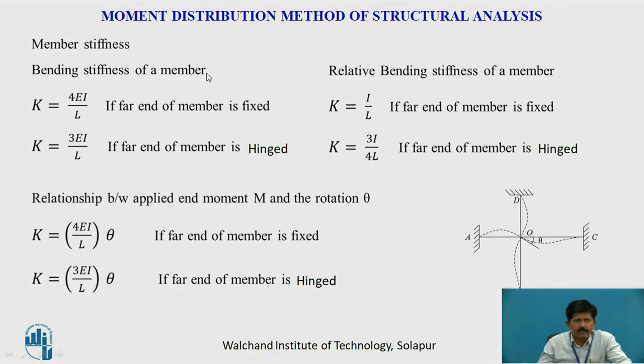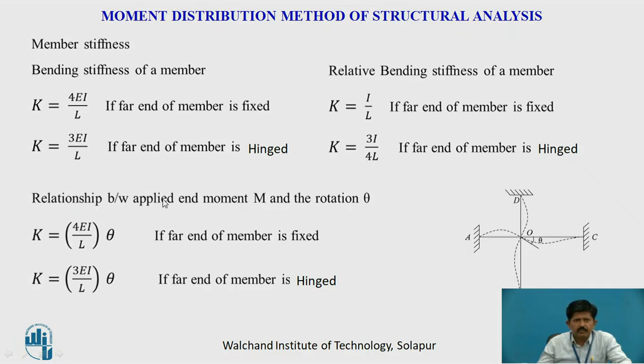So, the bending stiffness of a member, if the far end of the member is fixed. Now, if I see in this example OC, from O to C, this C is the far end. So, if this far end is fixed, the stiffness will be 4EI upon L, and if the far end is hinged, K is equal to 3EI upon L. Similarly, the relative bending stiffness of a member, if the far end of the member is fixed, then K will be equal to I upon L. If the far end is hinged, K will be equal to 3I upon 4L.